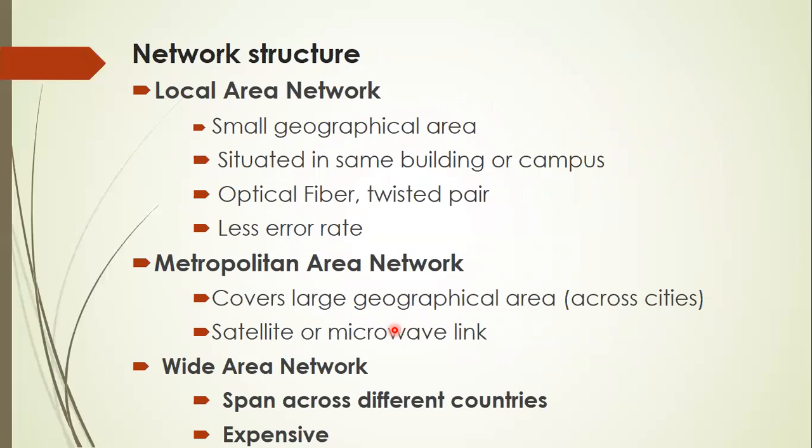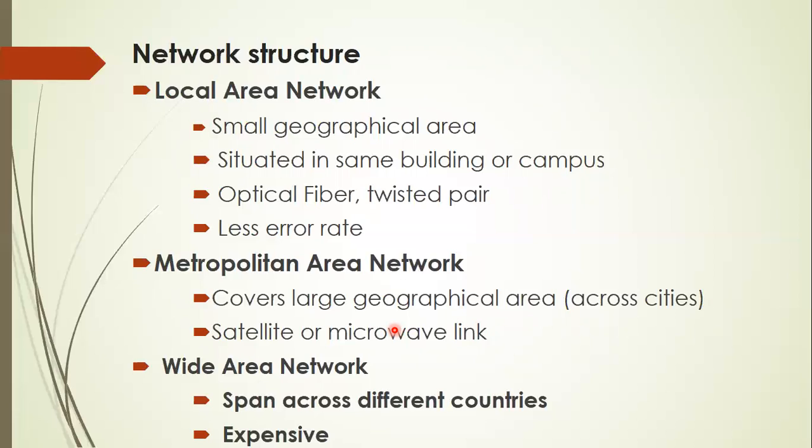The four characteristics of a local area network begin with a small geographical area. A local area network connects the different processors which are scattered within the same building. The different computers may be scattered across different places in the same building.